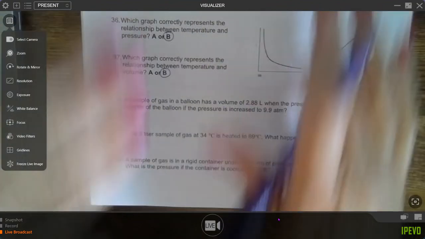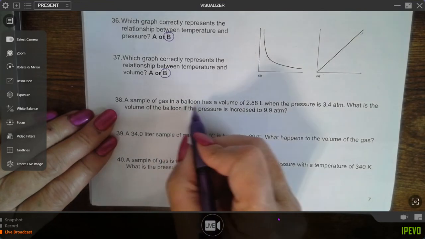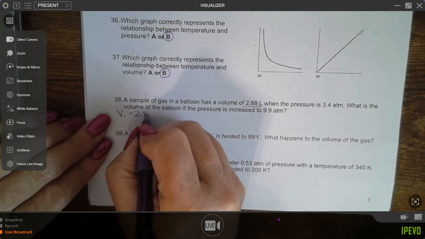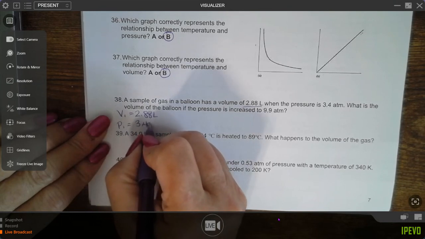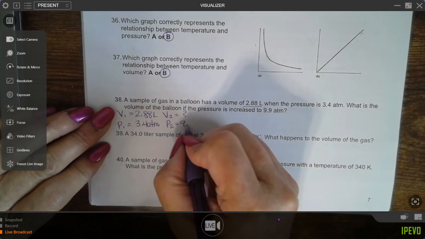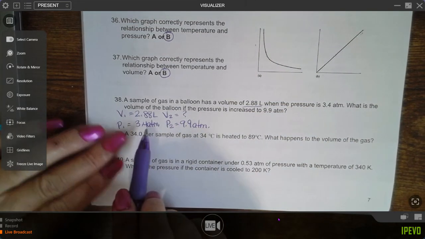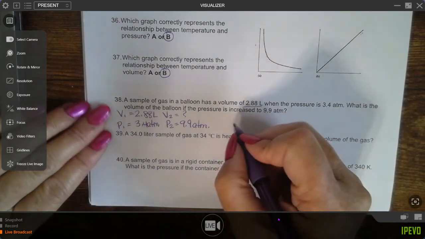Now we have some gas laws questions. So let's see how well we remember our gas laws. A sample of gas in a balloon has a volume of 2.88 liters and a pressure of 3.4 atmospheres. What is volume 2 if the pressure is increased to 9.9 atmospheres? Just conceptually, since pressure has gone up, we'll expect to see volume go down.